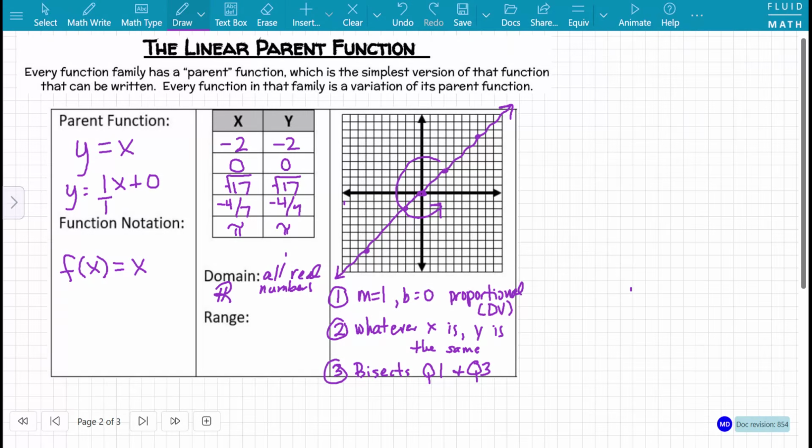And don't worry about what non-real numbers are. Those are imaginary numbers, and that is your problem in Algebra 2. That's not our problem this year, okay? Well, if I can put all real numbers in for x, that means I can get all real numbers out for y. So this is my parent function. Again, it's the simplest version of the linear function that I can write. Any other equation is going to be me modifying the slope or modifying the y-intercept.